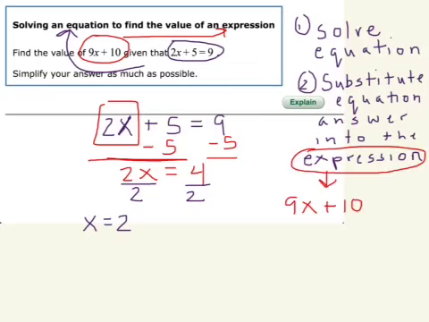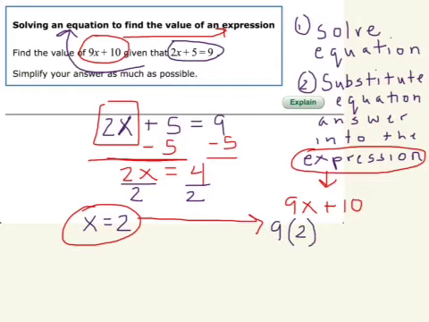And now we need to apply that to the expression. Okay, so I rewrote the expression. It's 9x plus 10. And now we are going to simply substitute the value of 2 into the 9x plus 10. So this becomes 9, and instead of x, we know x is 2, so it's 9 times 2 plus 10, 18 plus 10, and we are done.